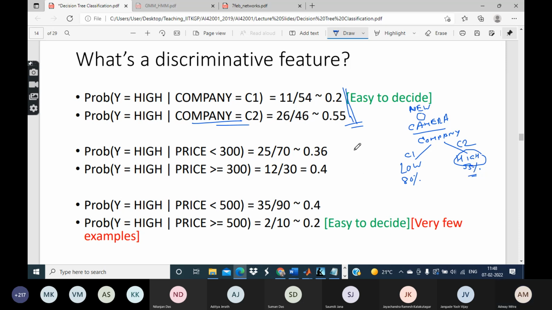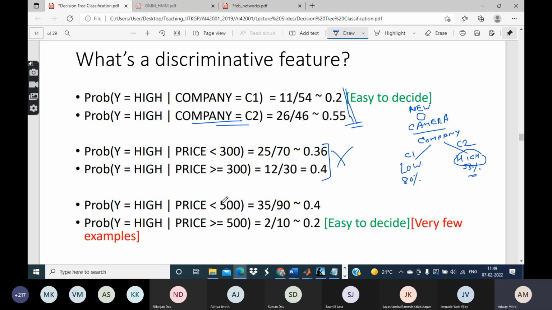Okay. So on the basis of this, we can come up with a simple classification rule like this. But if you consider the feature whether the price is less than $300 or more than $300, we can see that in both cases the probability of high rating is pretty much the same. So there is no difference to be made in this matter.